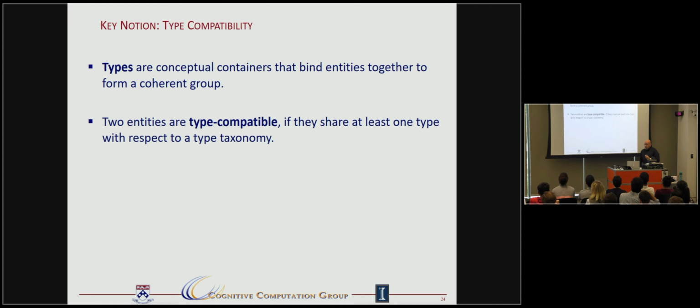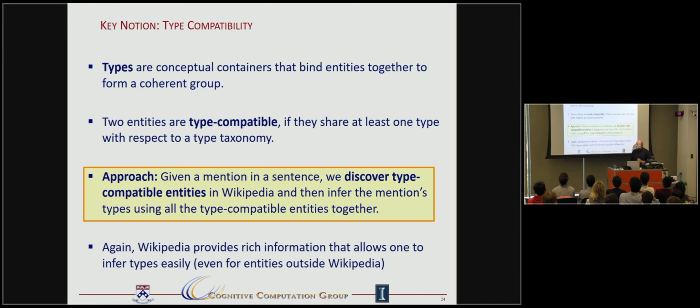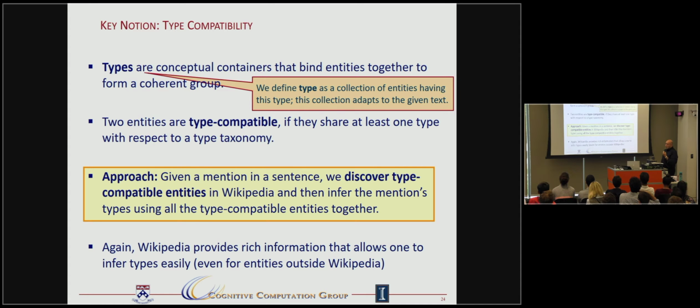So what information can we get? We think about types as containers that bind entities together to form a coherent group. And then we say that two entities are type compatible if they share at least one type. So the approach is that, given a mention in a sentence, we discover type compatible entities in Wikipedia and then infer the mention's type using all these type compatible entities together. So what is the task knowledge that we bring? Kind of like the label representation in the case of text categorization. We define a type as a collection of entities having this type. When you show me a piece of text, I'm trying to think about who might share types with these entities that I discover here. I can go to Wikipedia to find who may share a type with them, and this is how I'll decide what is the type.